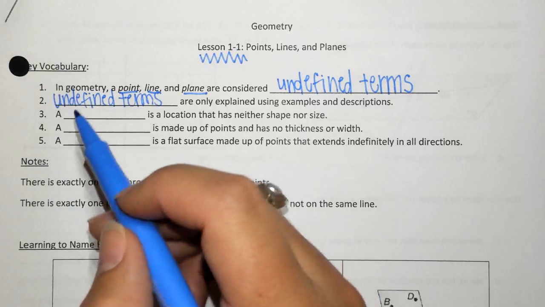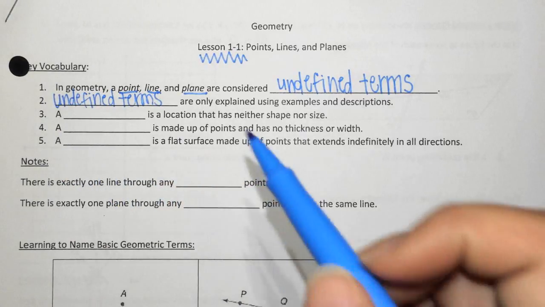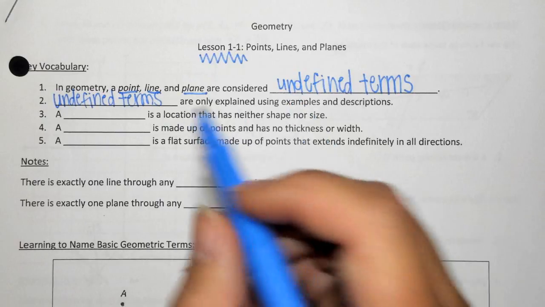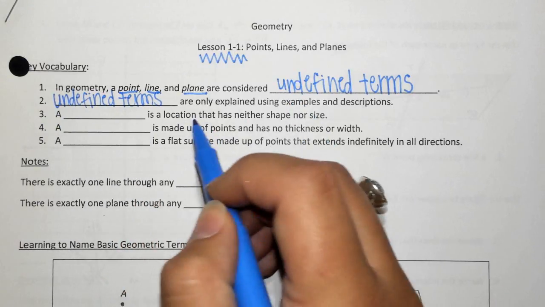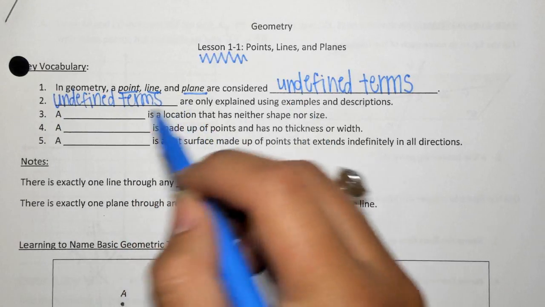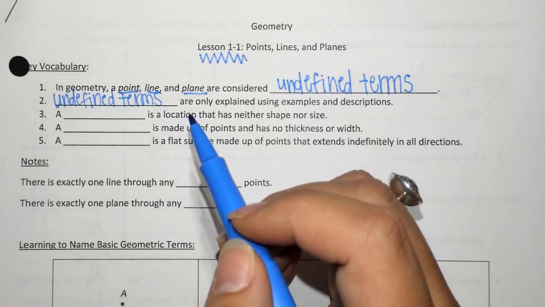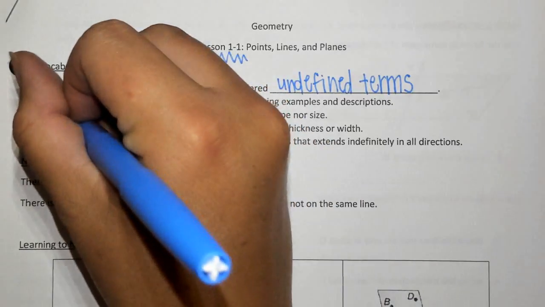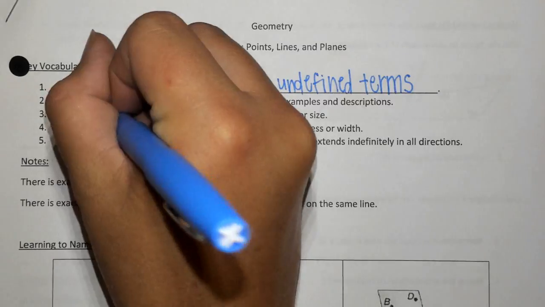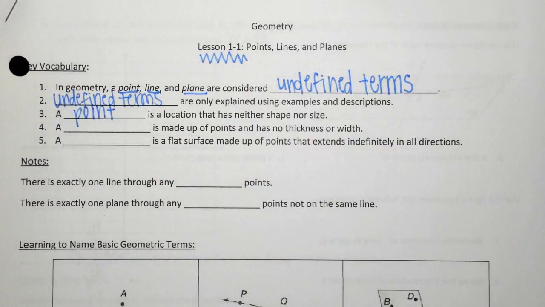All right, you know these 3, 4, and 5. Let's see if we can pick out which one's which. A blank is a specific location. You should know what I'm talking about. Point. We're putting specific. A blank is a location. It has neither a shape nor a size. It's just a location. It's a point.